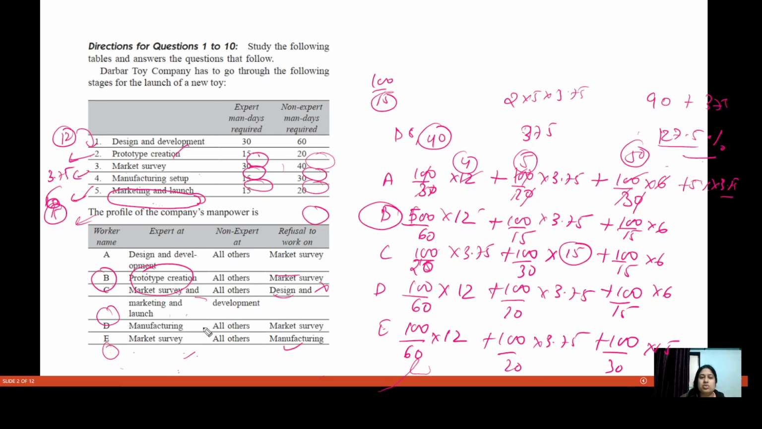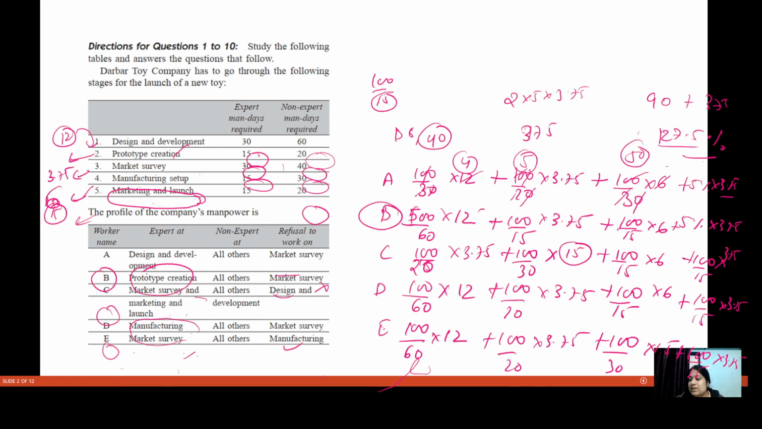Now marketing and launch. Only C is expert in marketing and launch. So marketing and launch C can do in 100 by 15. And how much time is marketing and launch taking? 3.75 days. And the rest, they are all doing 5% of the work for 3.75 days. This one also, and this one also will do, because nobody is saying that they will not work on marketing and launch. So you have 100 by 15 into 3.75 plus 100 by 15 into 3.75.